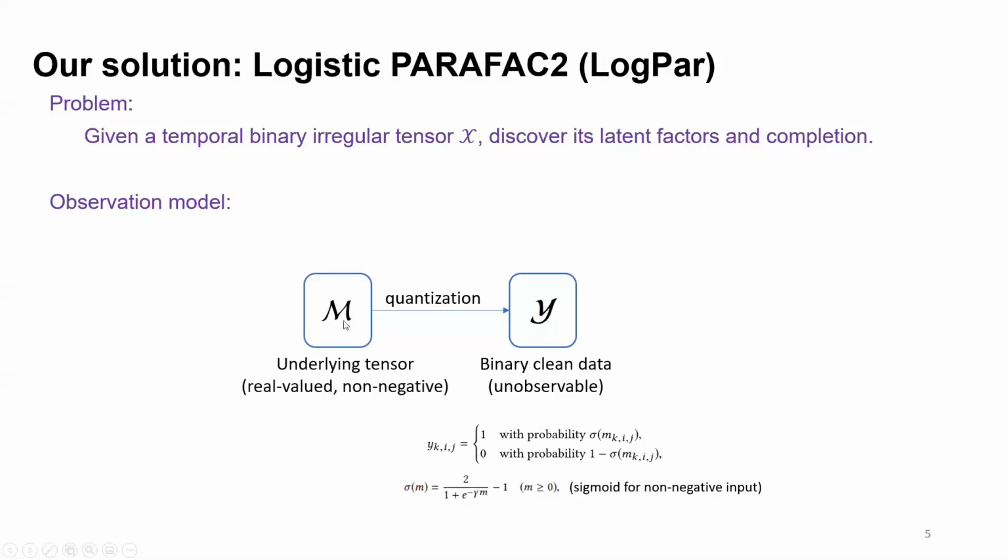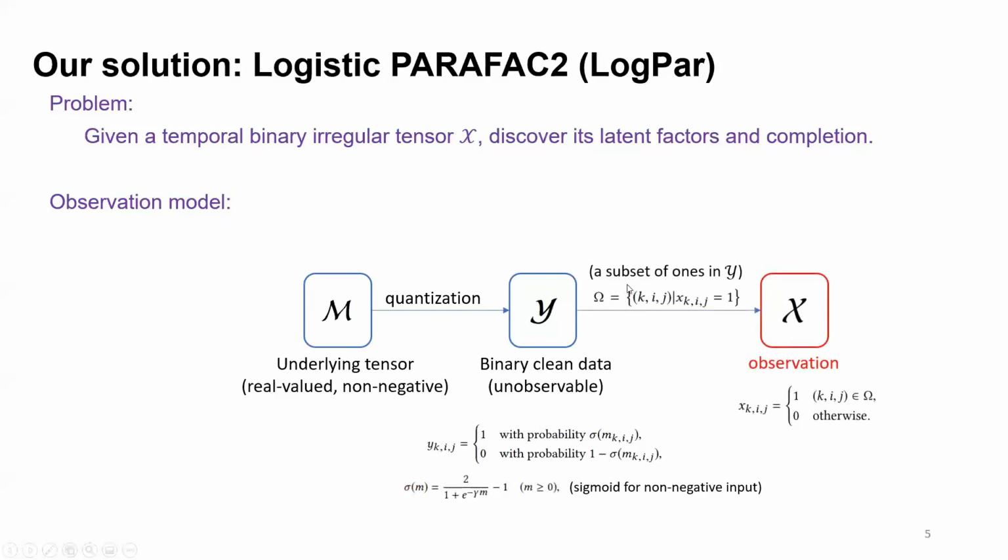Basically, because M is non-negative and real valued, we first define a function which is very similar to the sigmoid function, taking the same shape as the sigmoid function, but customized for non-negative input, that outputs a probability score. And then the binary data Y takes the value of 1 with this probability sigma of M.